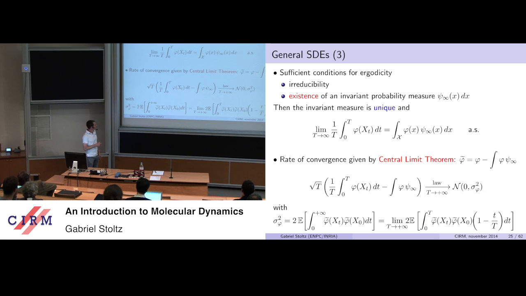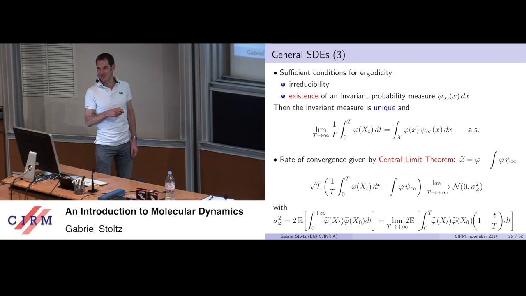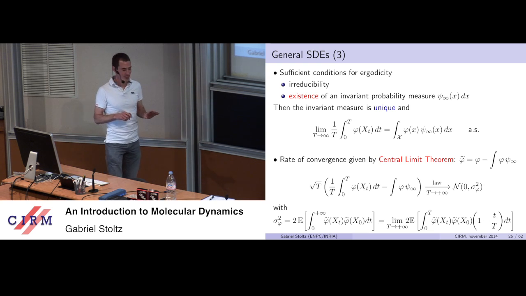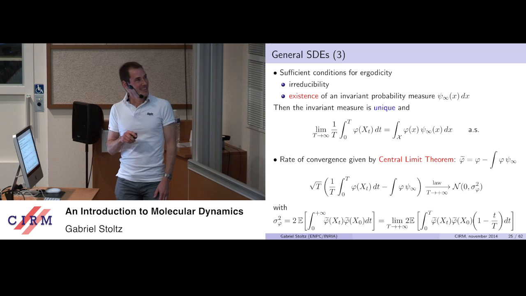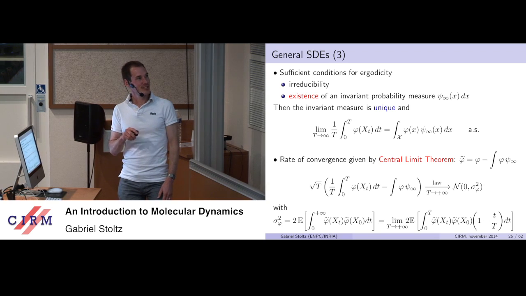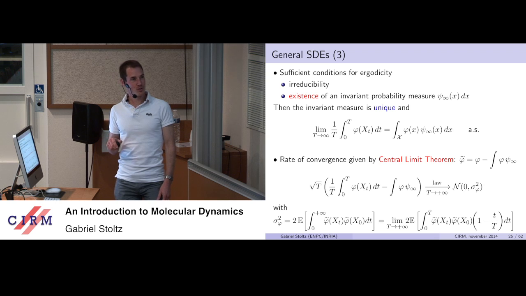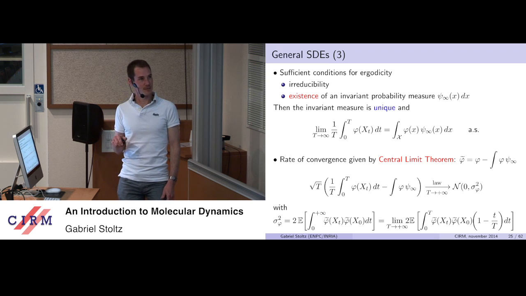So the precise statement is that when you look at the average over a time frame capital T, capital T is not a temperature, by the way. I should have mentioned that earlier. I will only write beta for temperature. So when you consider the average over a time frame capital T, you subtract the average with respect to the invariant measure, and you rescale that by square root of T. This converges in law to some Gaussian distribution with some variance.